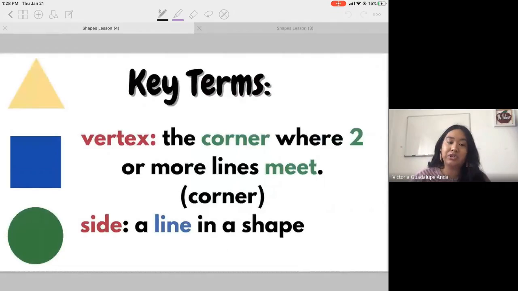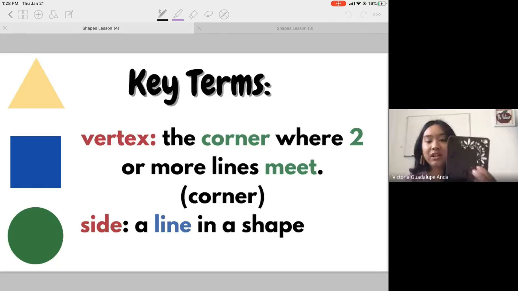Before we look into those three shapes, I want to show you two very important words that we need to learn today. The first one is called a vertex, and this is where two or more lines meet. Can you say vertex with me? Vertex. It's where two or more lines meet. And we're also going to look at the word side, which is a line in a shape. Can you say side? Perfect.